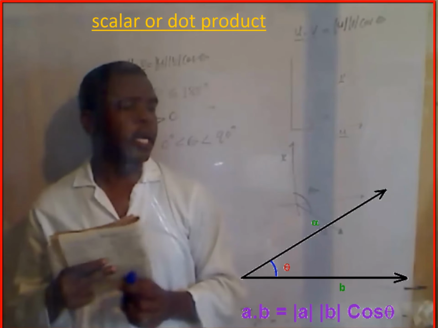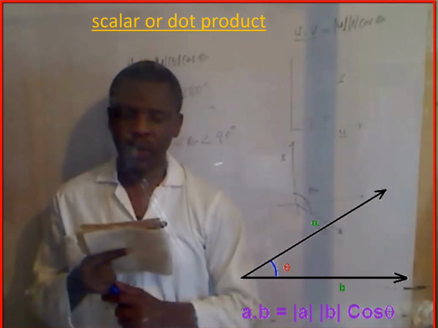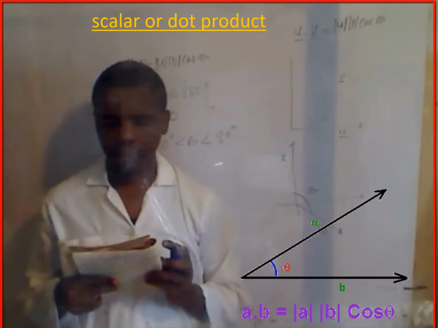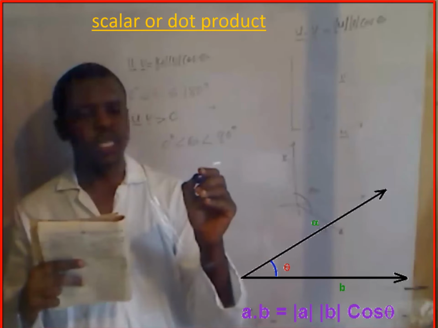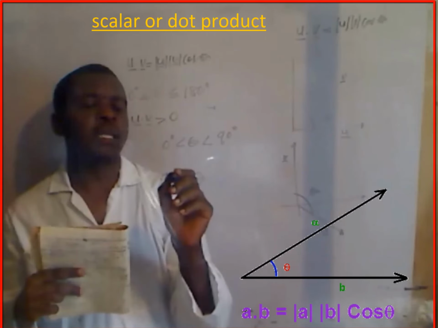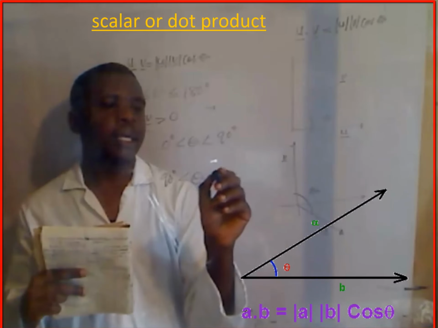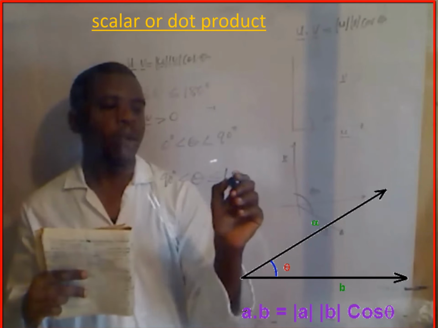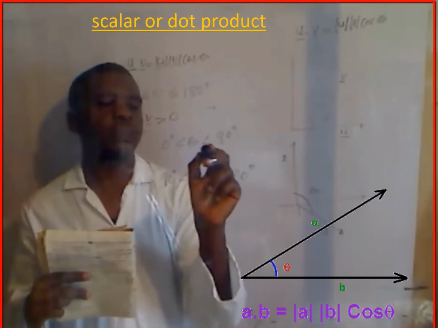For an obtuse angle, u dot v is always negative. An obtuse angle is an angle that is greater than 90 degrees but less than or equal to 180 degrees.